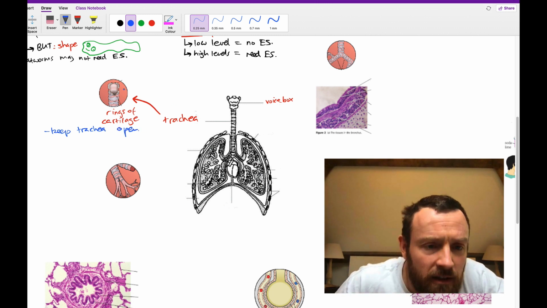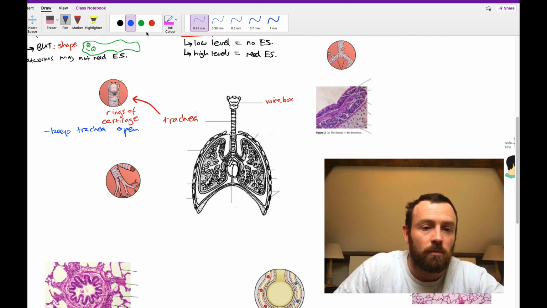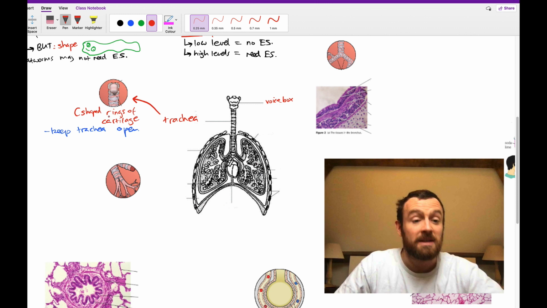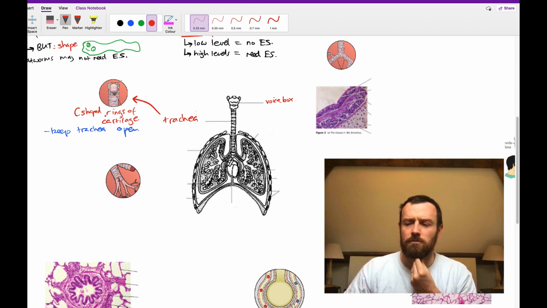I don't know what that arrow is supposed to be pointing to there. I think maybe it's the endothelial tissue on the inside of the trachea. But the rings of cartilage are also C-shaped rings of cartilage.